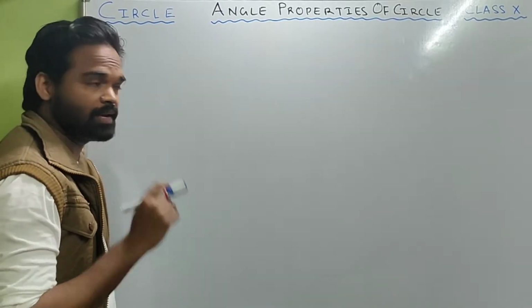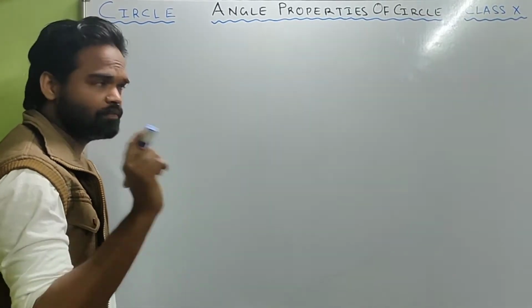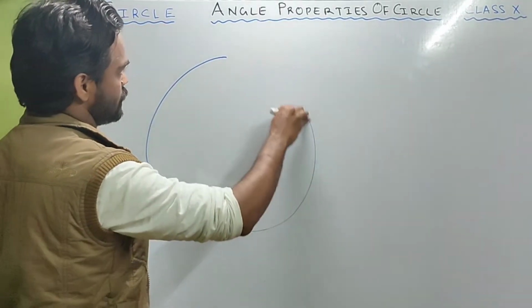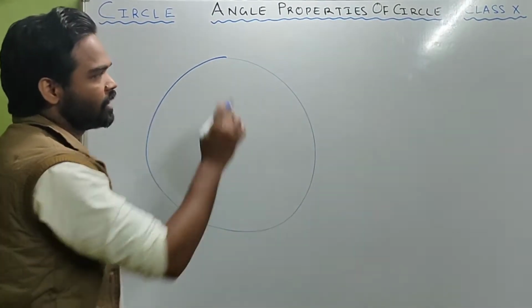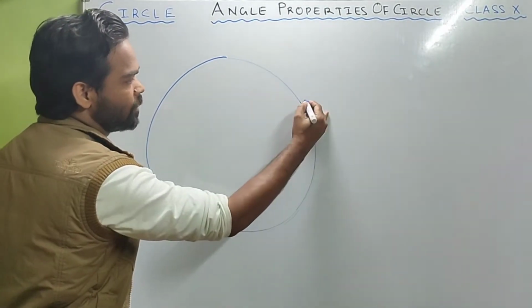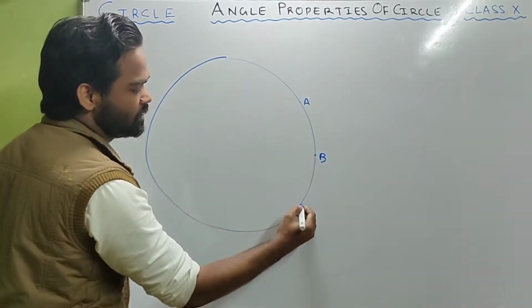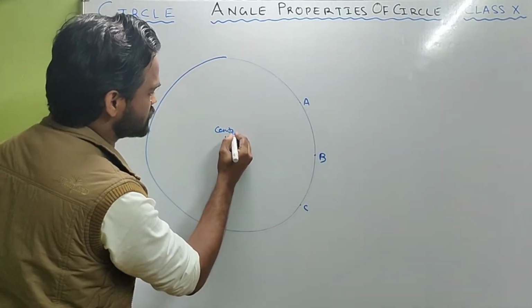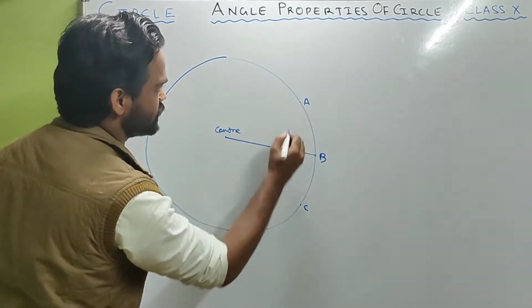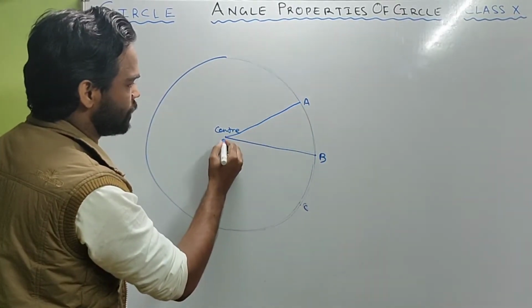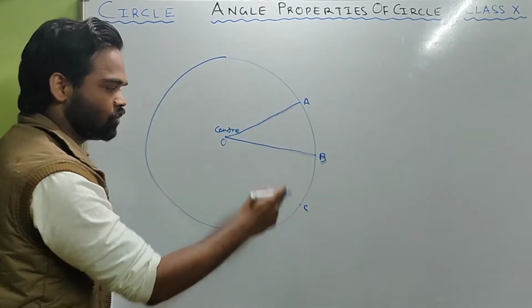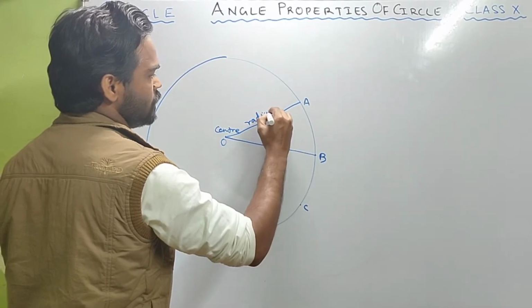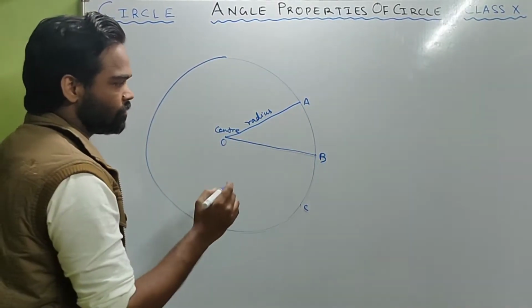Before going to the theorem, let us see some terms which are related to circle which we should know. Actually, we have done those in class 9. Now suppose this is a circle. We know what is a circle. Collection of all the points on a plane, suppose A, B, C, such that its distance from a fixed point O, which is known as the center of the circle, is same. Which means OA is equal to OB is equal to OC, as many points as you can take. And this distance is known as the radius of the circle.